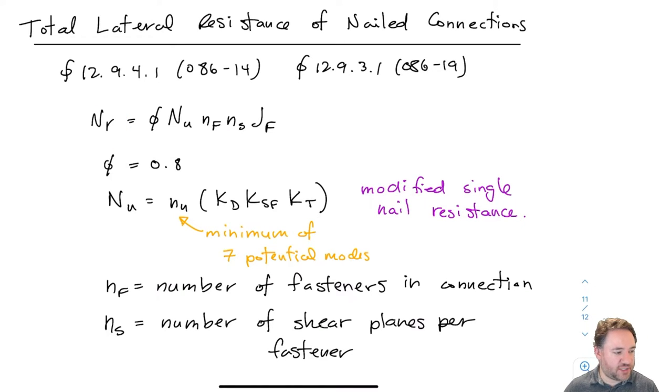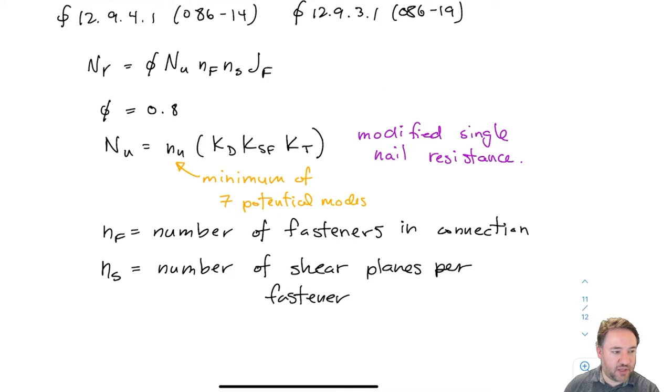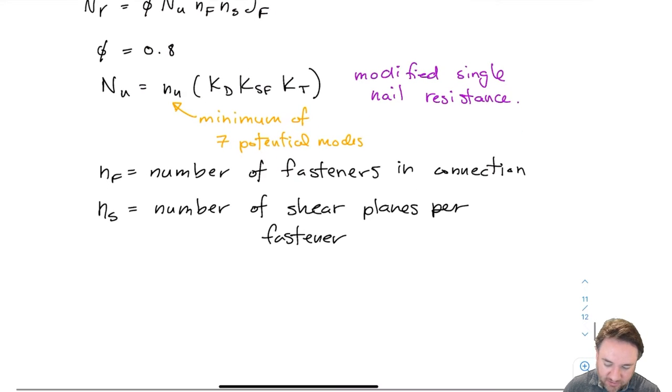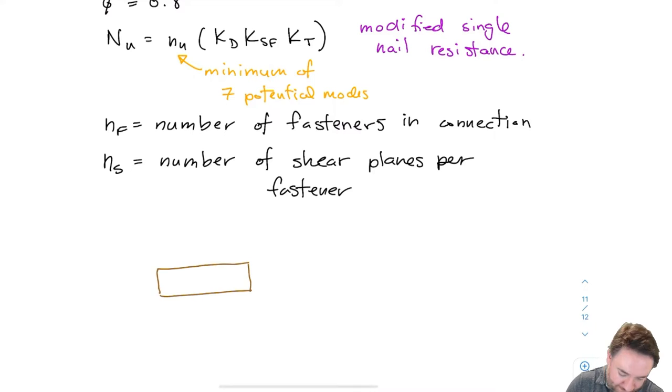Okay, so number of fasteners makes sense. Number of shear planes makes sense. Capital NU is just like when we have a lowercase f, like for example, when I have my tension strength FT. So here I have basically my individual nail strength NU and I multiply it by KD, KS, KT. We're very used to doing that. So that's like getting our capital FT from our small FT, for example, for tension design, and then I have my JF. But before I get to JF, I just wanted to remind you of how I define three-member connection versus a two-member connection.